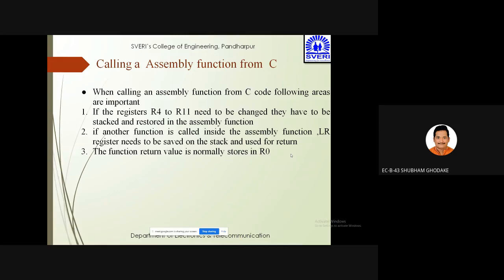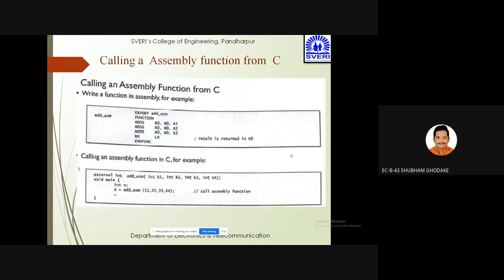If another function is called inside the assembly function, a function inside a function, at that time the link register needs to be saved on the stack and used for the return. The function return value is normally stored in R0.